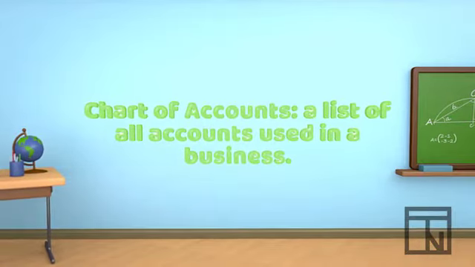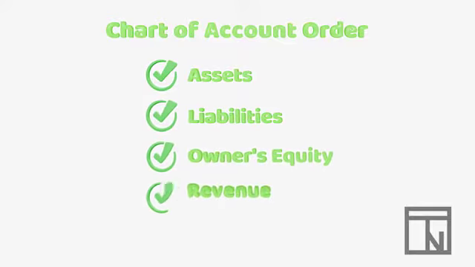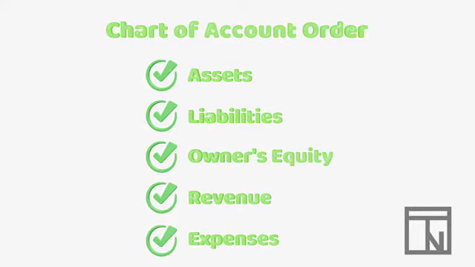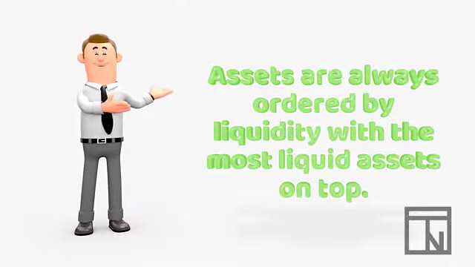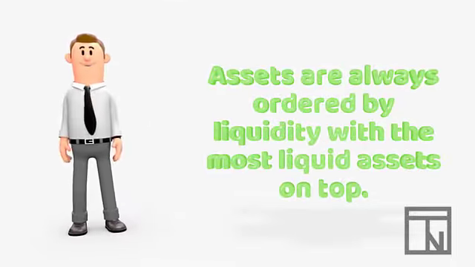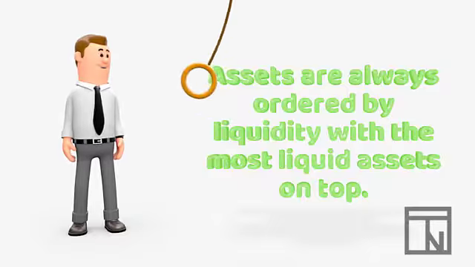A chart of accounts is simply a list of all accounts used in a business that's organized in a very specific way. First of all, the accounts are all grouped by the category within the accounting equation that they belong in. Assets are first, then liabilities, then owner's equity. And since revenues and expenses are part of the owner's equity, these come last behind the other owner's equity accounts. Within each category of accounts, there are also specific orders that are unique to each category. For example, assets are always ordered by liquidity, from the most liquid assets to the least liquid.